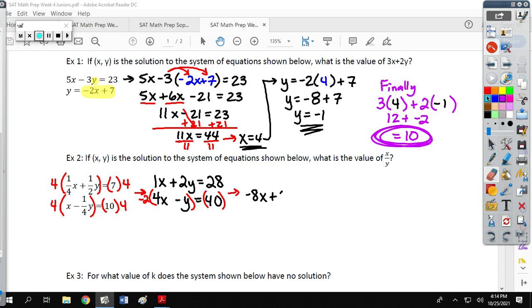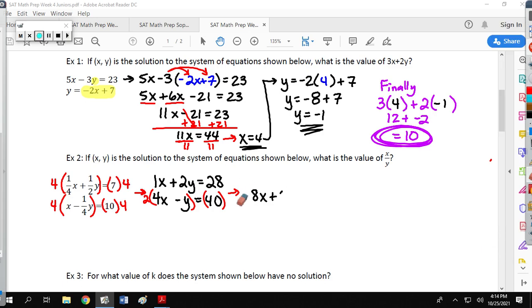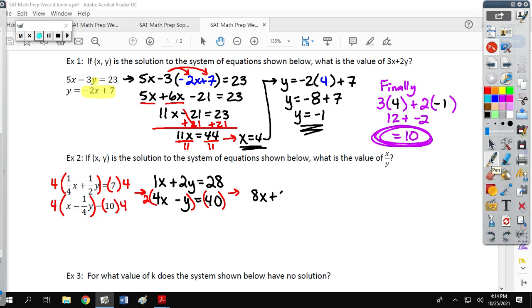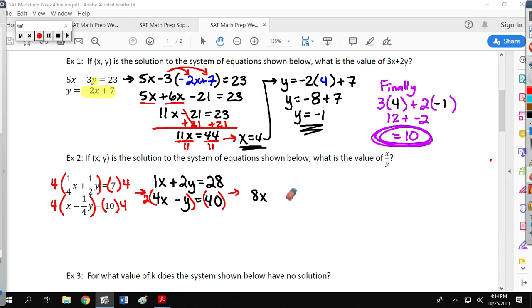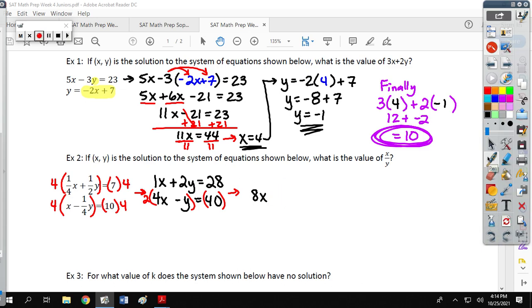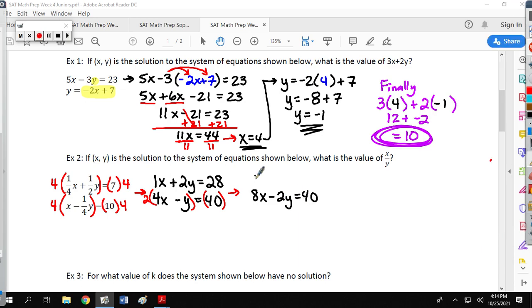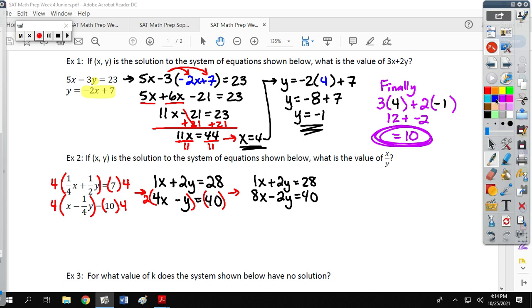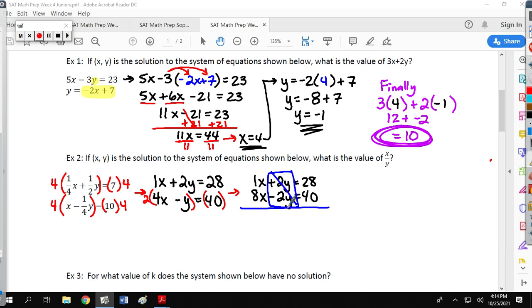Multiply it by 2, not negative 2. My mistake. That would turn that expression into 8x minus 2y. Making all sorts of mistakes this afternoon. Minus 2y equals 40. And the reason I want that is that when I compare that to the first equation, I now have a variable that will be eliminated if I add these equations together.